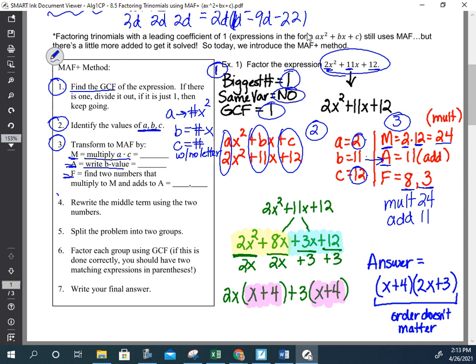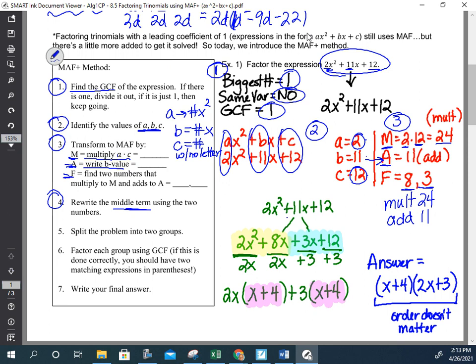Step 4. Rewrite the middle term using the 2 numbers. Again, if you have a question, come off mute and ask. You don't have to wait until the end, just ask. Take the middle term and rewrite it.